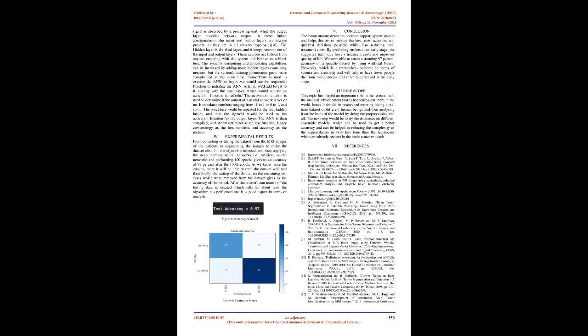TensorFlow is used to execute the ANN. To begin, we would use the sequential function to initialize the ANN. After it, we'd add layers to it, starting with the input layer, which would contain an activation function called ReLU. The activation function is used to determine whether the output of a neural network is yes or no. It maps numbers to ranges such as -1 to 1 or 0 to 1, and so on. The procedure would be repeated for the 4 hidden layers, and then the sigmoid would be used as the activation function for the output layer.